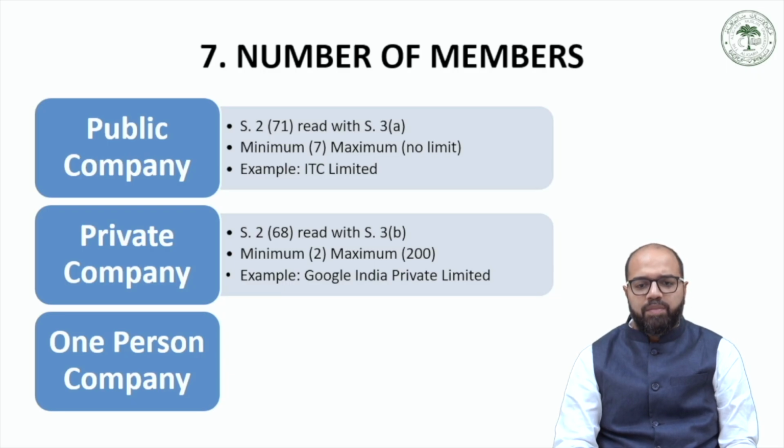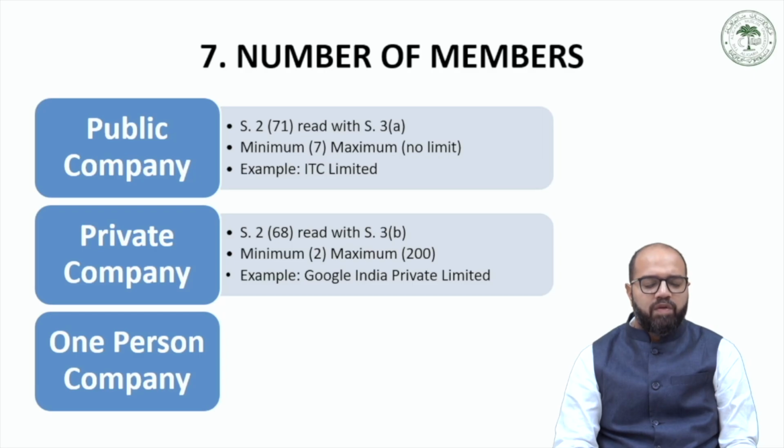So, a private company has to have a minimum of 2 members and there is a maximum limit of 200 members. A private company can be a company limited by shares or a company limited by guarantee or unlimited liability depending upon the choice of its promoters or founders.